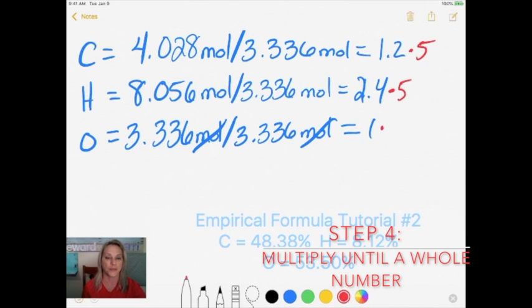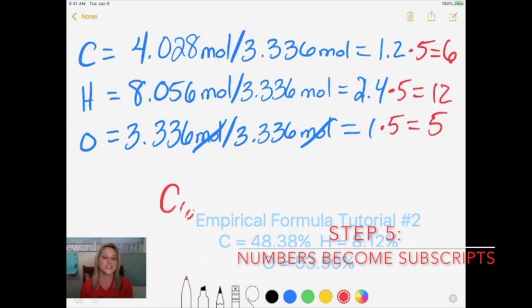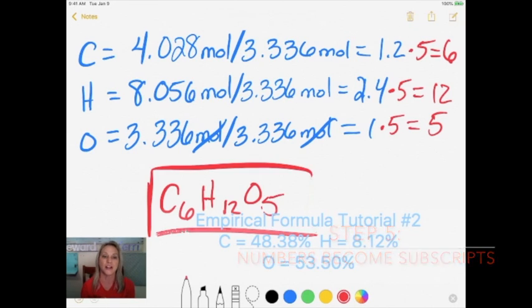So when we multiply 1.2 by 5, we will get 6. And when we multiply 2.4 by 5, we will get 12. And when we multiply 1 by 5, we will get 5. Now these numbers will become the numbers of our subscripts. So our compound is going to be carbon 6, hydrogen 12, and oxygen 5. We can verify that this is the empirical formula because in the end, all the subscripts do not have a common denominator. So we cannot reduce these down to any other whole number ratio.